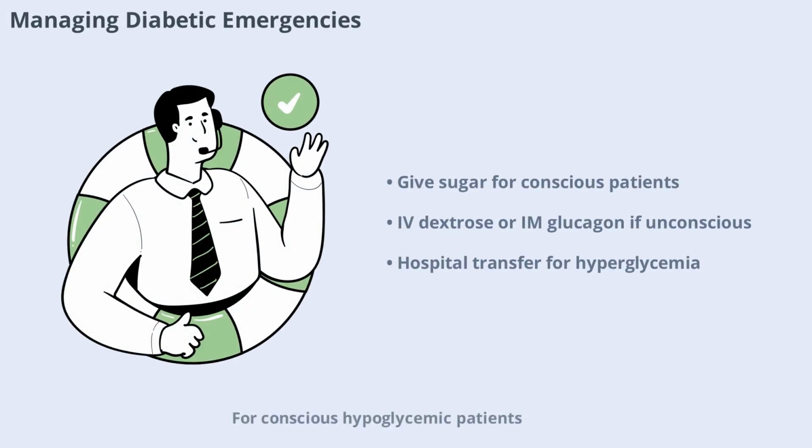For conscious hypoglycemic patients, provide a sugar source immediately. If unconscious, administer intravenous dextrose or intramuscular glucagon. Hypoglycemic patients require supportive care and urgent transfer to a hospital. Always monitor vital signs and be prepared for rapid changes in patient status.